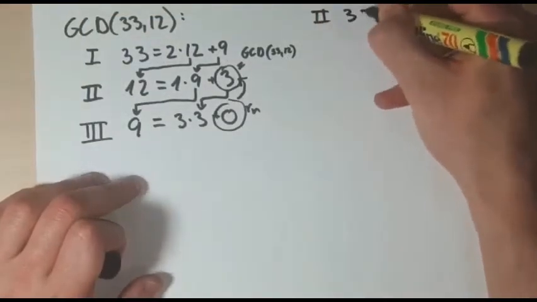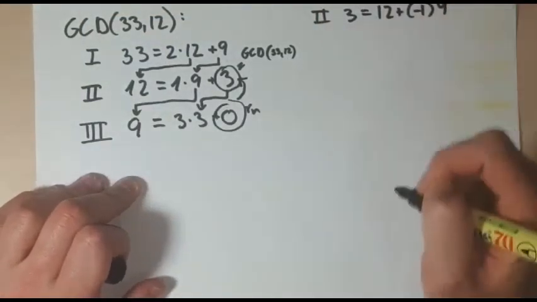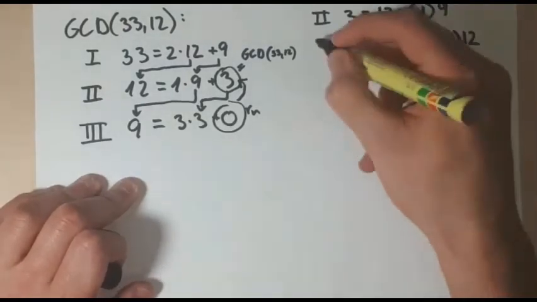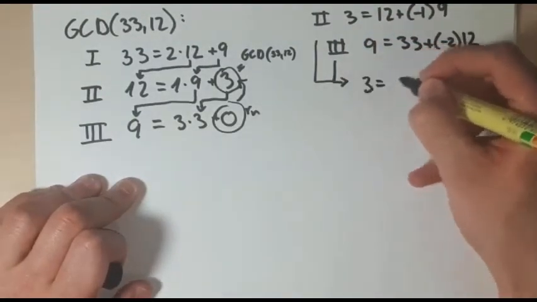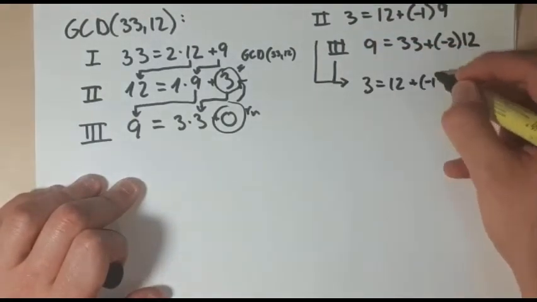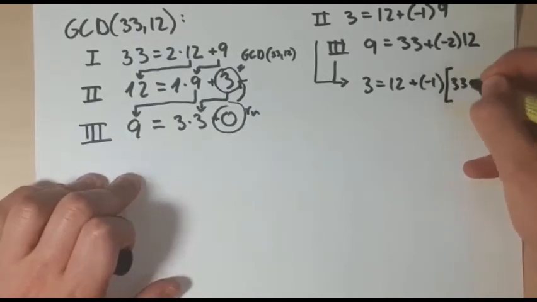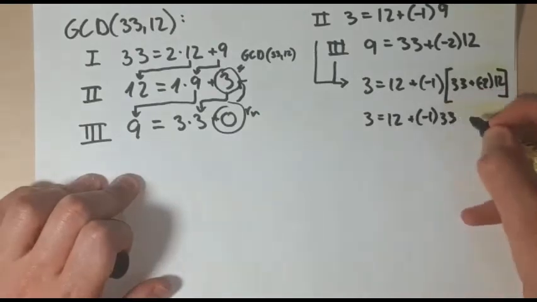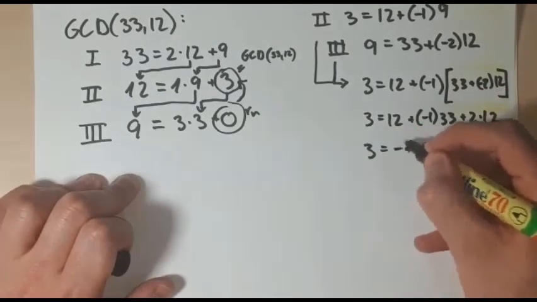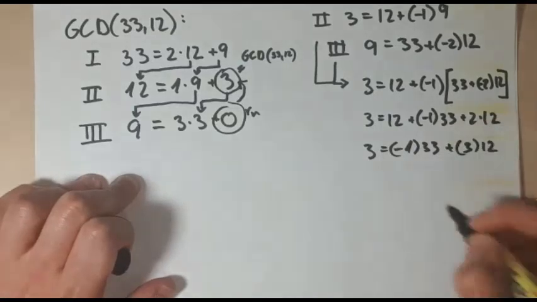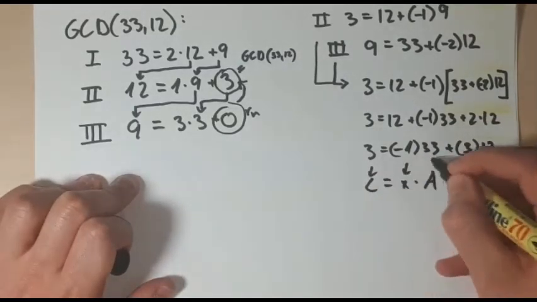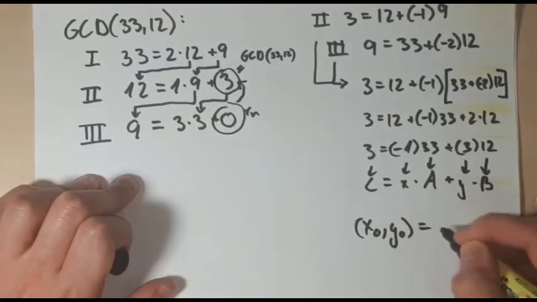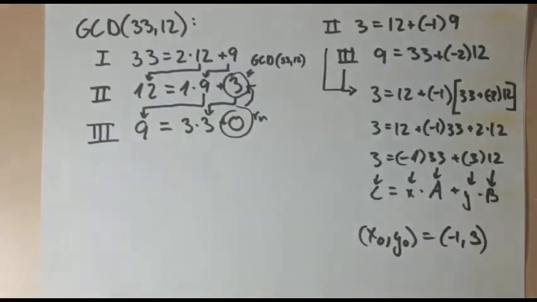Let's see how it works. On the left, we can see the process of finding the GCD of 33 and 12, which is 3. If we take equation 2, we will be able to define 3 in terms of 12 and 9. We can do the same with equation 3 to define 9 in terms of 33 and 12. Let's plug equation 3 into equation 2. At this point, 3, our C, is defined as a linear combination of 33 and 12, which are A and B accordingly. We can see that the specific solution is -1 and 3.